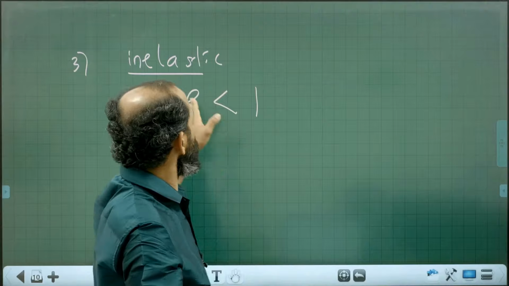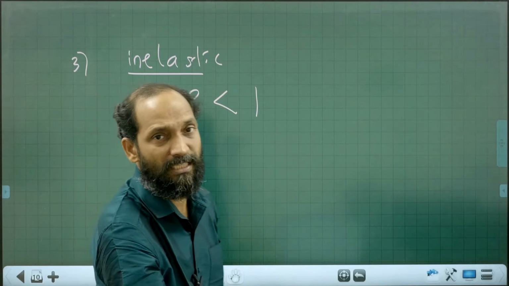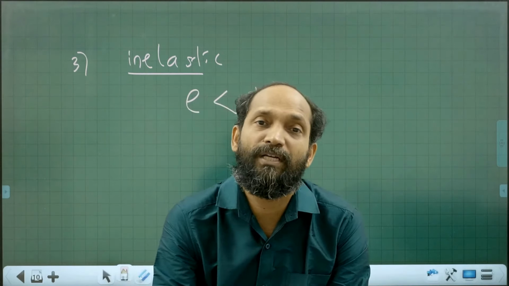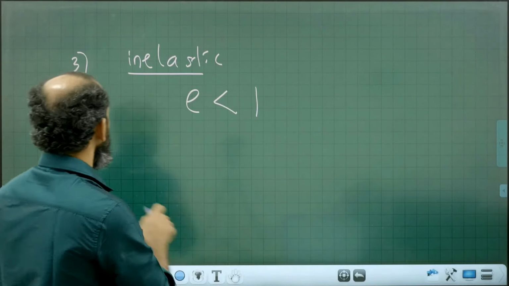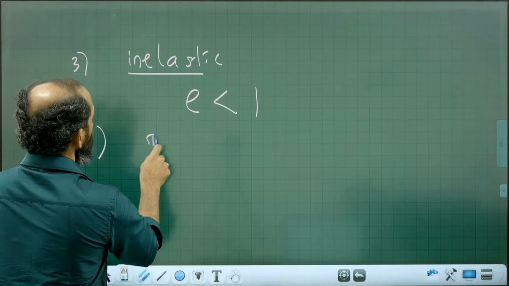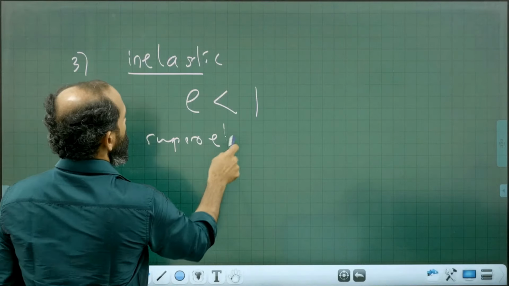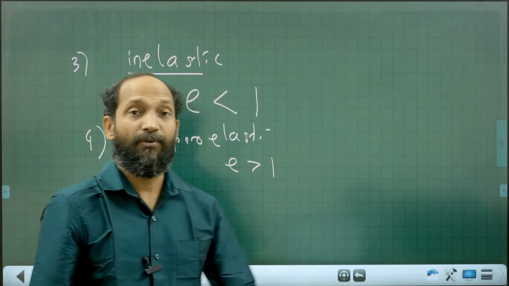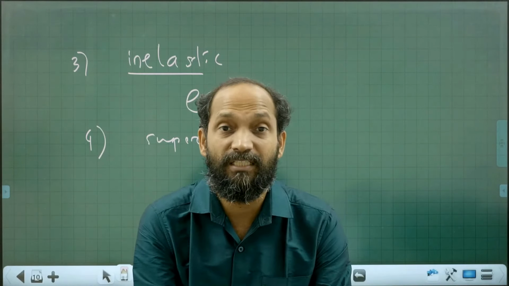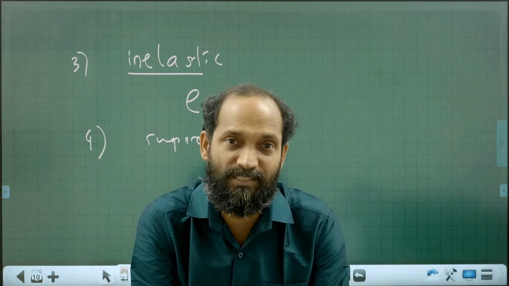It is an inelastic collision if the restitution coefficient is less than 1. So the relative velocity finally is less than the relative velocity initially, all that is important. The fourth possibility is superelastic collisions. Superelastic collisions mean what? E greater than 1. That means after collision, kinetic energy increases in all explosions.